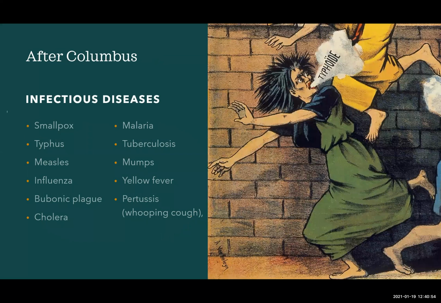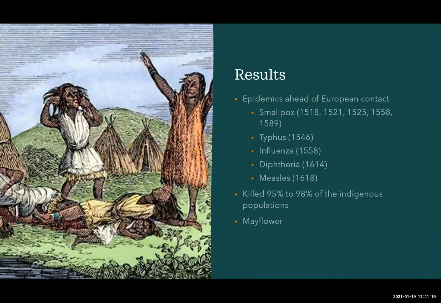After Columbus, however, we brought many infectious diseases, and most notably, of course, is smallpox, where we devastated Native American populations. But it wasn't just smallpox. We brought typhus and malaria and tuberculosis, mumps, and yellow fever became huge. I think the next slide kind of shows some of that.